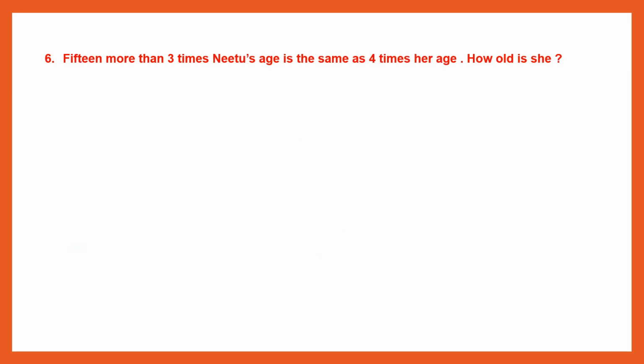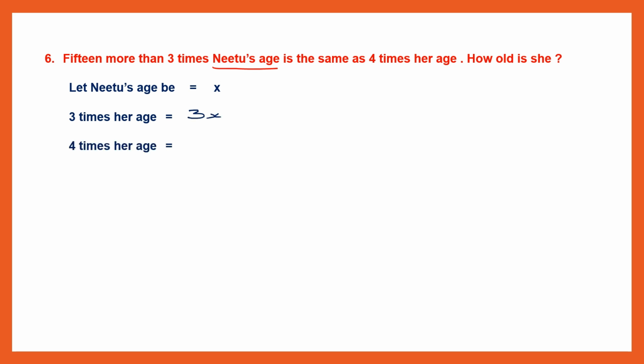Question 6. 15 more than 3 times Neetu's age is the same as 4 times her age. How old is she? Okay, let's go slow so that you don't get confused. Let Neetu's age, so right at the beginning we don't know her age, so let her age be x. Then we are told 3 times her age. 3 times her age will be 3 times x, which is 3x. Then we are also told 4 times her age. We have 4 times her age here, so that will be 4 times x. So we have this Neetu's age, then we have 3 times her age, then we have 4 times her age. We have done this much.